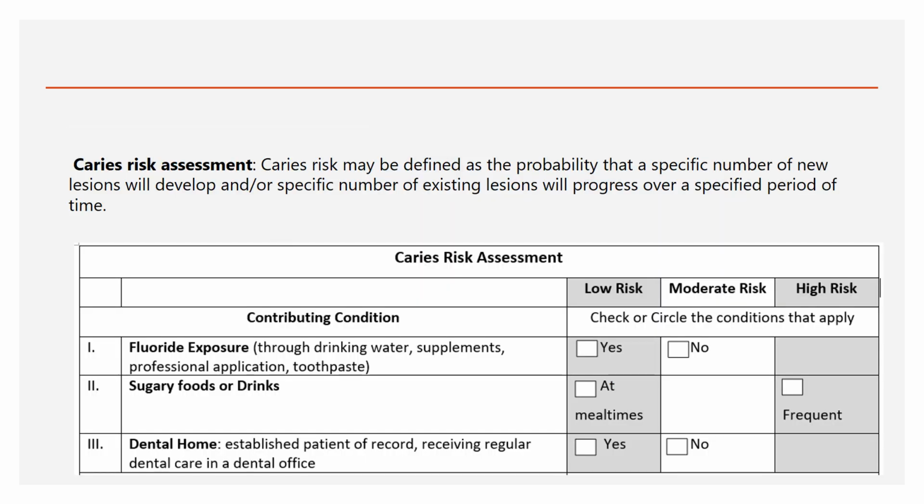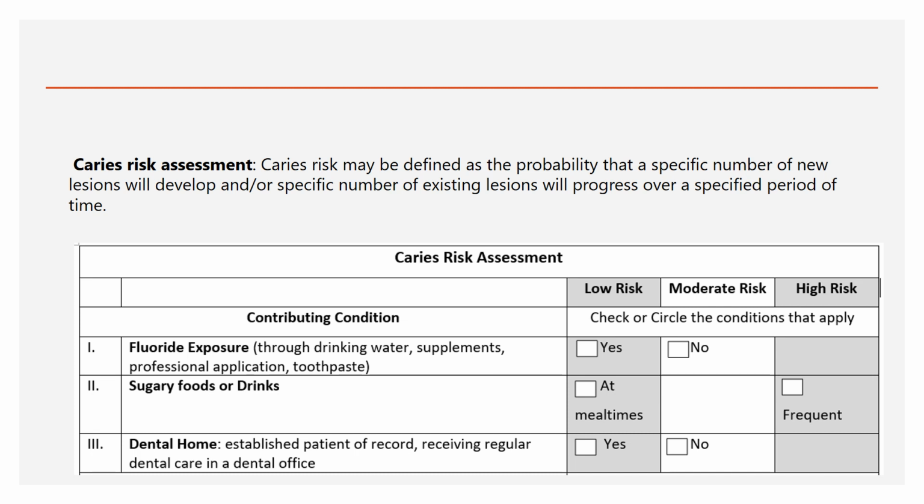Coming to the caries risk assessment. Caries risk assessment may be defined as the probability that a specific number of lesions will develop, or a specific number of existing lesions will progress over a specific period of time. So the caries risk assessment chart is also attached along with the case sheet.